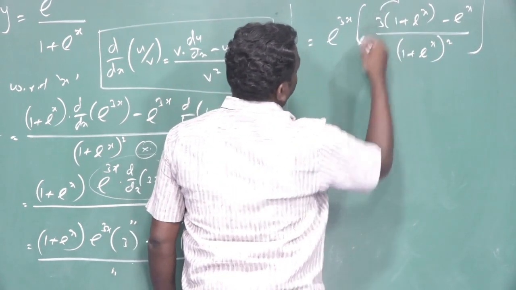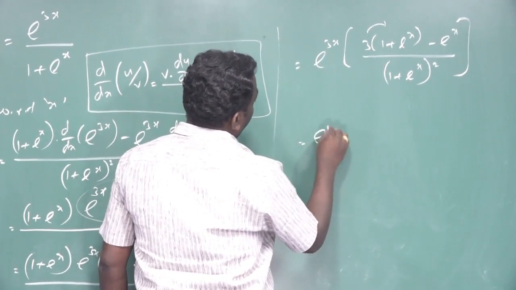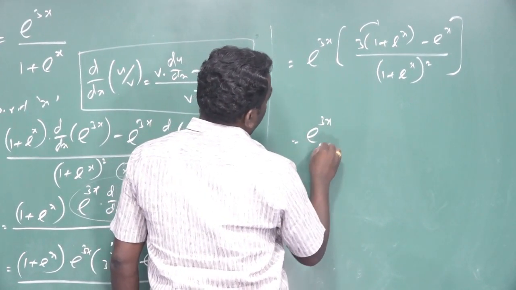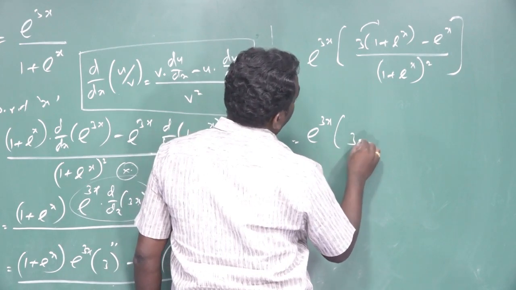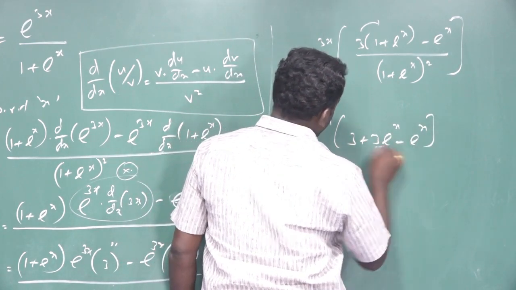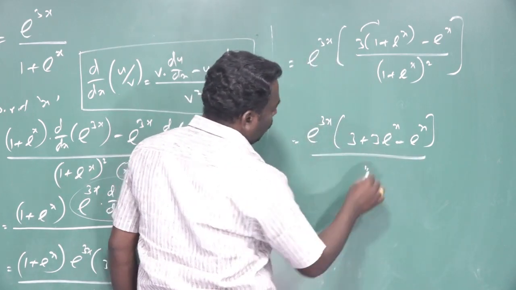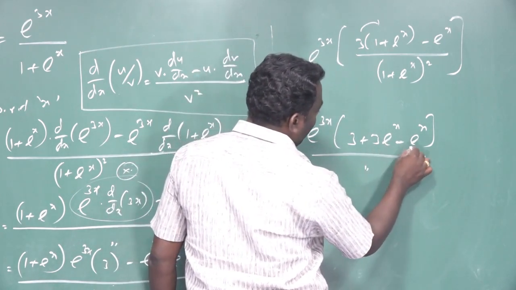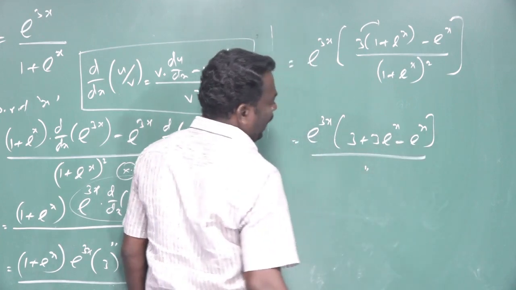Now just multiply the terms. That is equal to e power 3x, within the bracket 3 plus 3 times e power x minus e power x, by the same denominator. Now just subtract 3 times e power x minus 1 times e power x, the result is 2 times e power x.